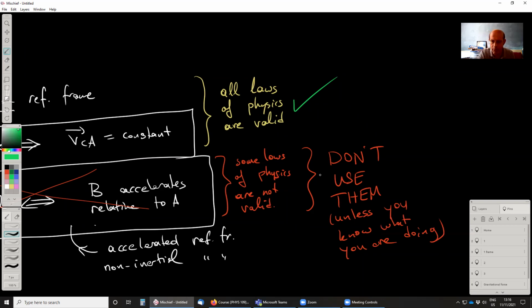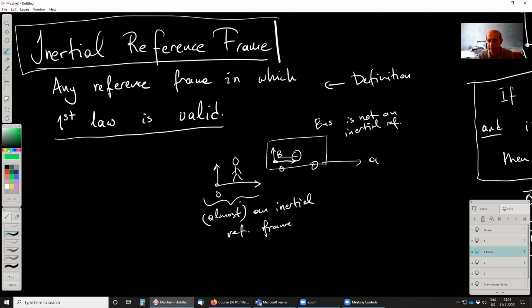Okay, so that's important. So again, let's remember, that's the definition basically. By using the first law, we define, or we kind of test whether a reference frame is inertial or not. So we just define these inertial reference frames. But from now on, if I don't say otherwise, we are going to assume that we always use inertial reference frames.